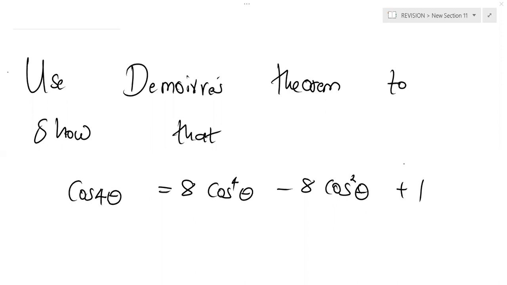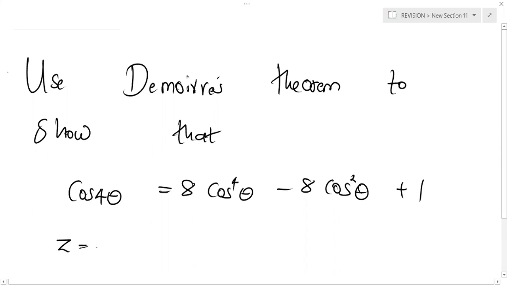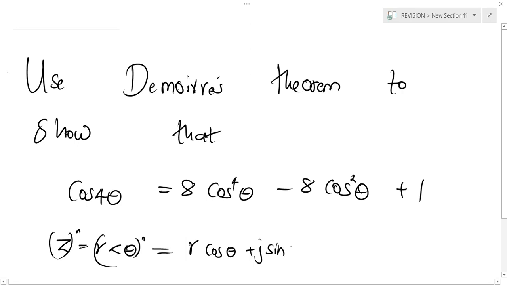Now, from De Moivre's theorem, we know that if you have a complex number z equal to r θ, then when you raise it to the power n, this is the same as r to the power n, with the angle multiplied by n. And you know that a complex number in polar form can also be expressed as r (cos θ + j sin θ). So it's the same as raising this to power n. All along the value of r does not change, so we are going to consider this.